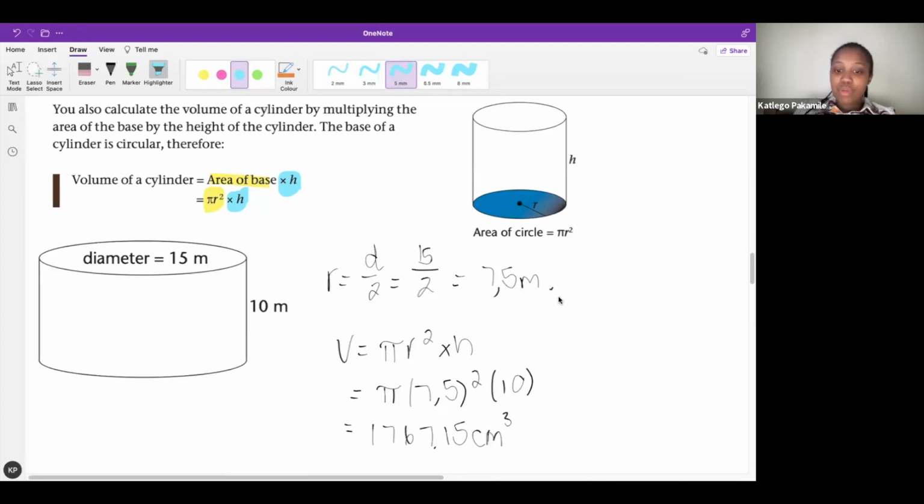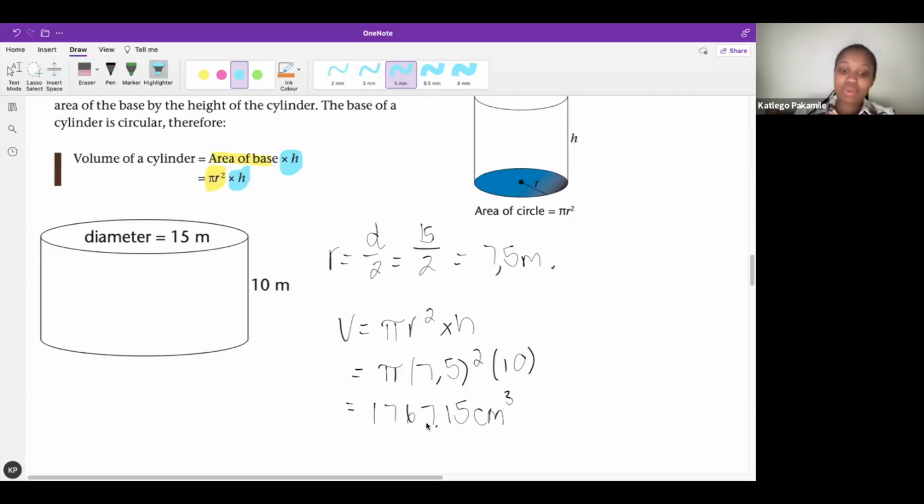Then you take your formula, which says take your area of the base, which is a circle, that's where pi r squared comes from, times the height. And we've been given that the height is 10 meters. Then we plugged it into our calculator and we got 1,767,15 centimeters cubed. Do you understand, Wayne?